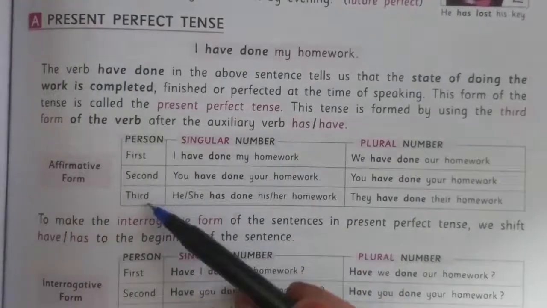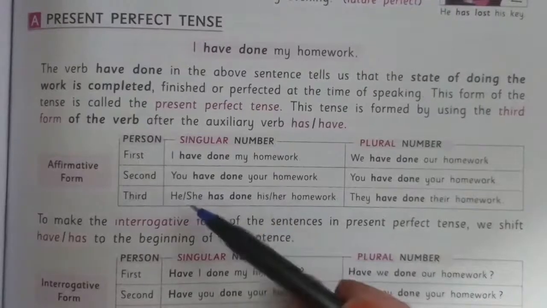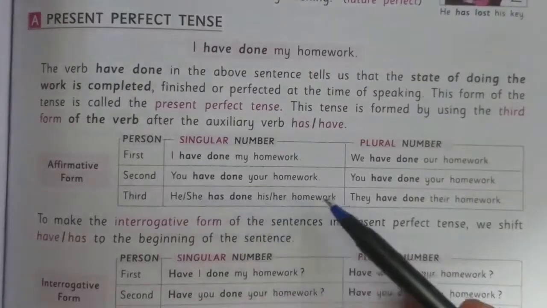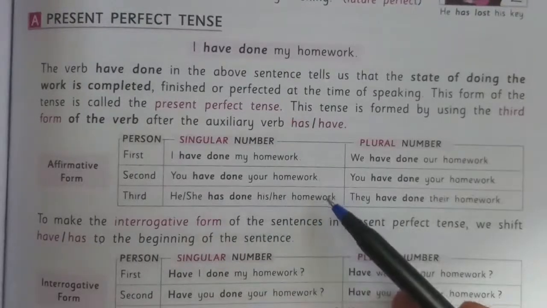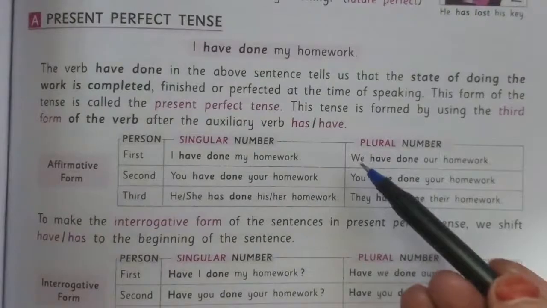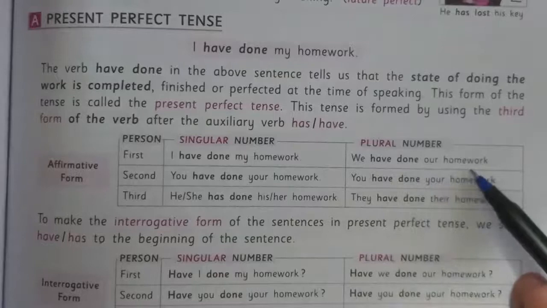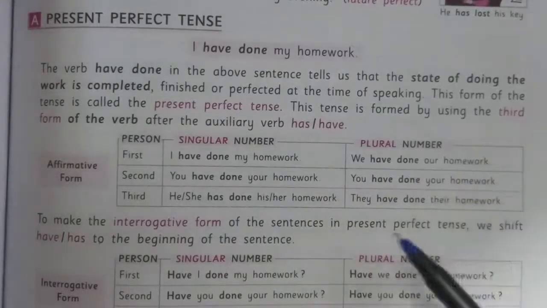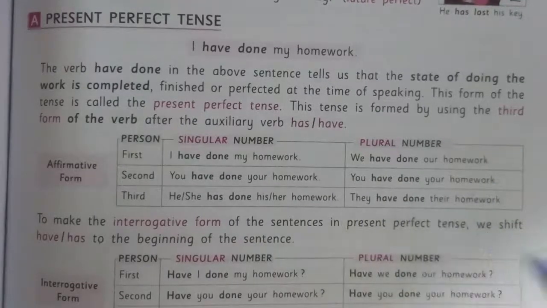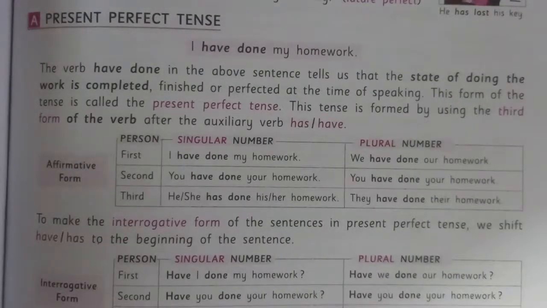But with third person singular number, he has done his homework. She has done her homework. Now with plural number, first person, we have done our homework. You have done your homework. They have done their homework. So this is the way of forming an affirmative sentence in present perfect tense.